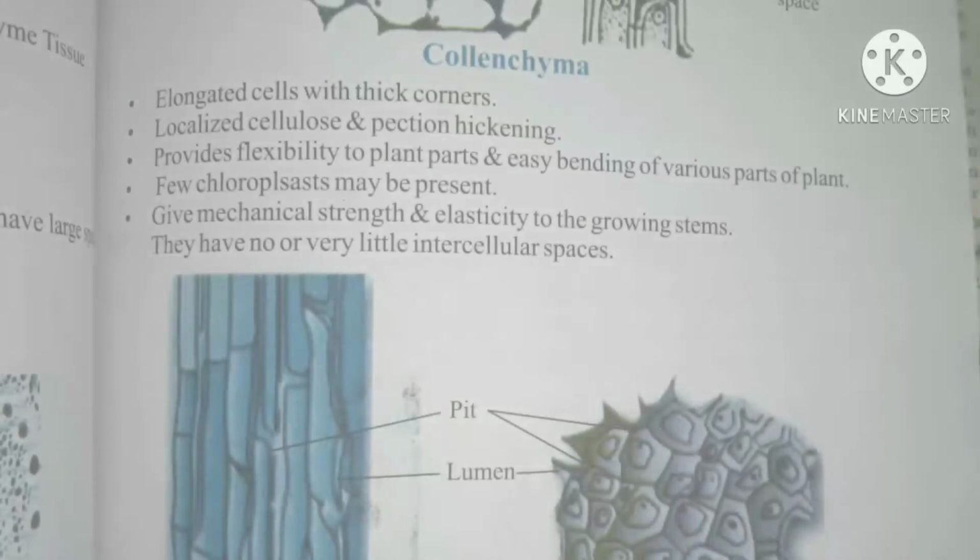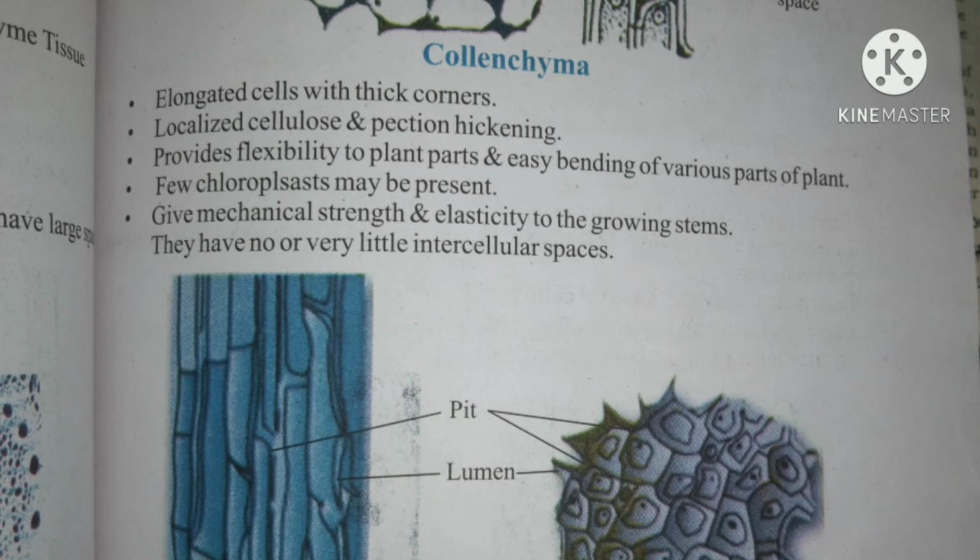Now collenchyma tissue. The flexibility in plants is due to collenchyma tissue. Let's understand this through an example. Take a flower and bend it a little. While bending the flower, you must have noticed that the flower has bent very easily without too much effort. This is because of the presence of collenchyma tissue in that flower. This tissue allows easy bending in various parts of a plant like leaf and stem without breaking.